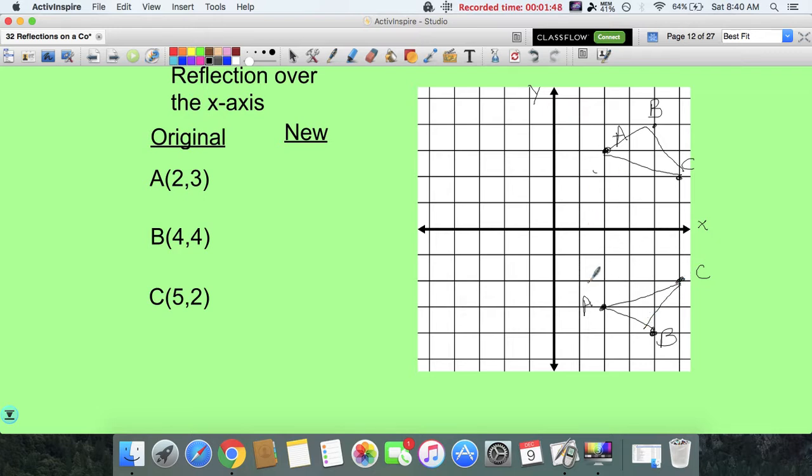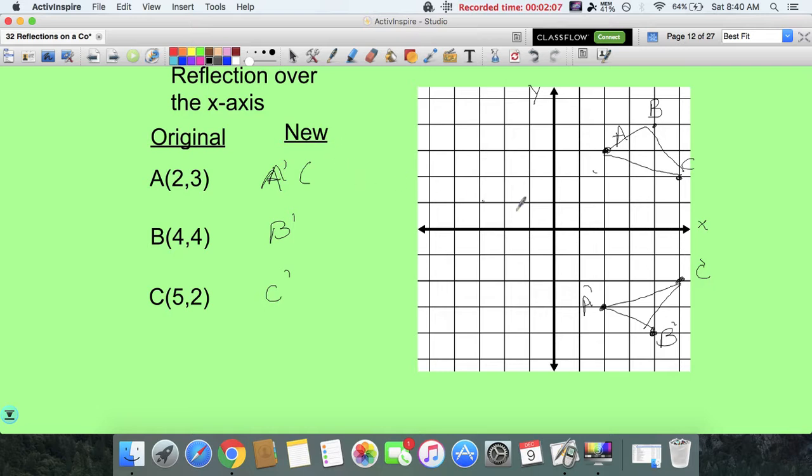But we can't call it A. The name is actually prime, so we're going to call this A prime, B prime, C prime. So there's a little apostrophe there. A prime, B prime, C prime. Sorry, my handwriting is a little off.